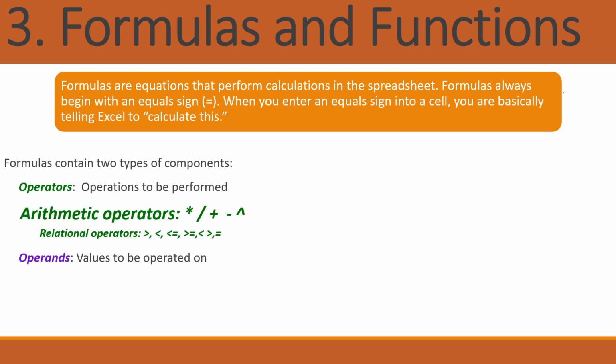In addition, formulas contain two types of components: operators, which represent the operations to be performed. For example, arithmetic operators such as multiplication, division, addition, subtraction, and so on. It can also be relational operators such as greater than, less than or equal to, greater than or equal to, and so on. While the second component of a formula is operands, the values to be operated on.